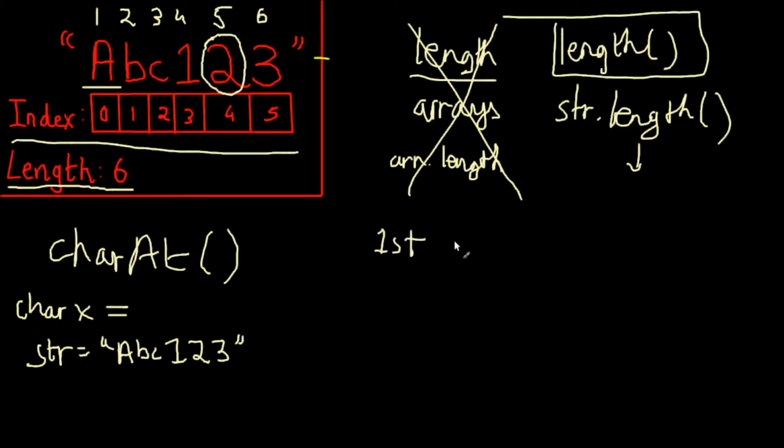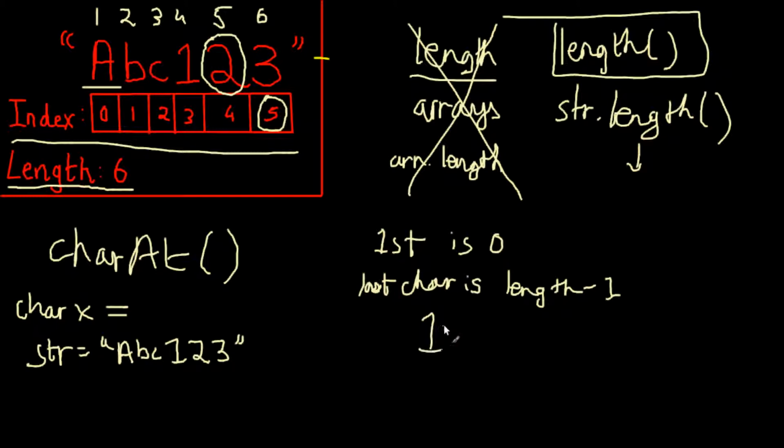That means your last character is the length minus 1. For this string we found that the length is 6. You look at the last index, it's 5. That means it's 6 minus 1, 5. And why is that? It's because your length starts numbering from 1. So it goes 1, 2, 3, so on. But your index starts from 0. 0, 1, 2. So you can compare these two. The difference between this and this will always be 1.